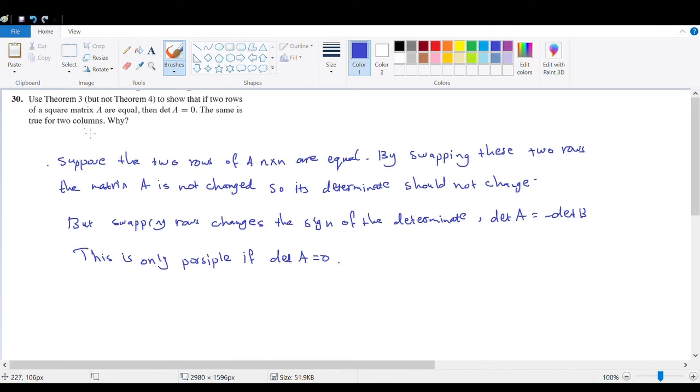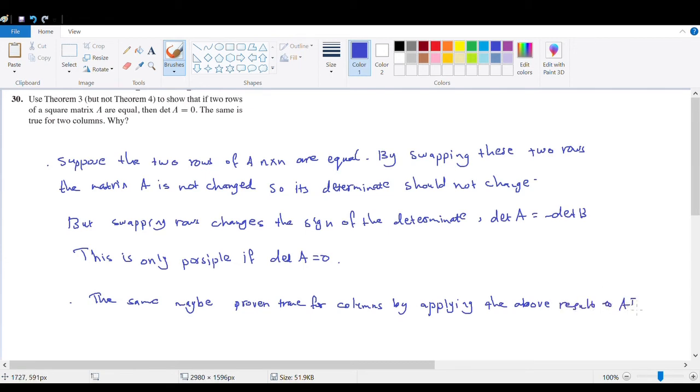The same is true for two columns. Here we need to apply the same thing for A transpose. So the rows of A transpose will be these two columns, and we do the same thing. So the same is proven true for columns by applying the above result to A transpose and using the theorem, which is the same theorem.